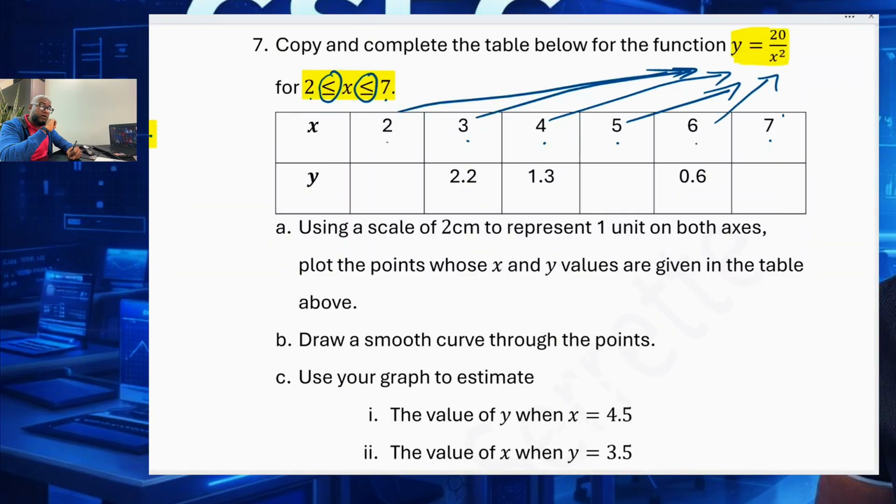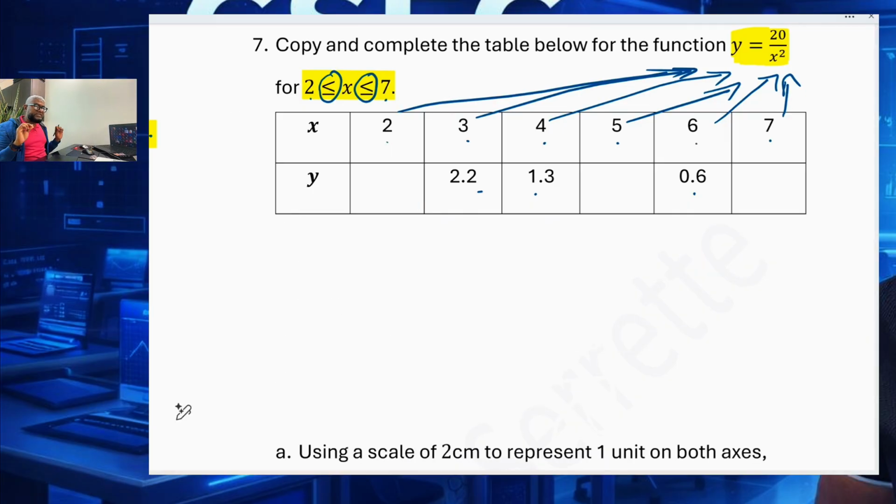Right. Are you seeing it? Yeah. All these are supposed to go in here to get the y's, right? But they gave us 3 values of y's already. So the only ones we need to work out would be the ones that are missing. So let's go.